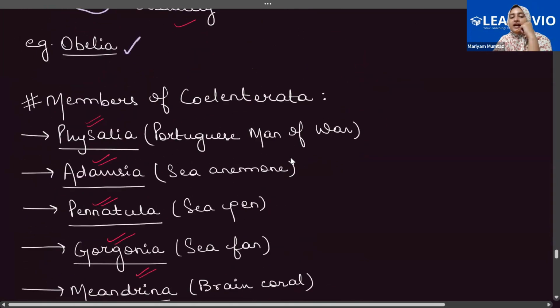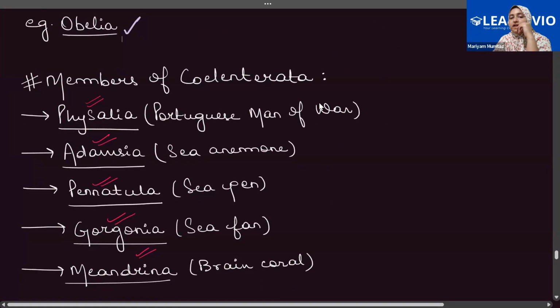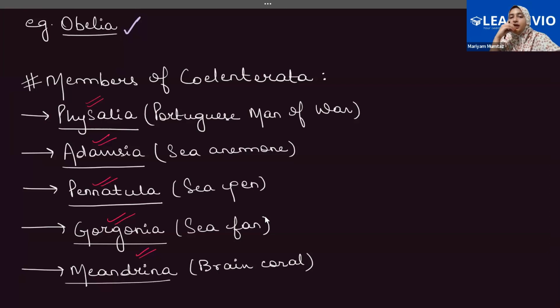Okay. Now we have the examples or the members of the Coelenterata phylum. The first one, and see, all of them have their common names written. These common names are extremely important because they'll not ask you the scientific name as directly. They'll give you the common name first and then ask you a related question. Now Physalia. Physalia is known as Portuguese man of war because when you see a colony or a group of Physalia, it looks like people are ready with armors on to go for a war. We'll see the picture.